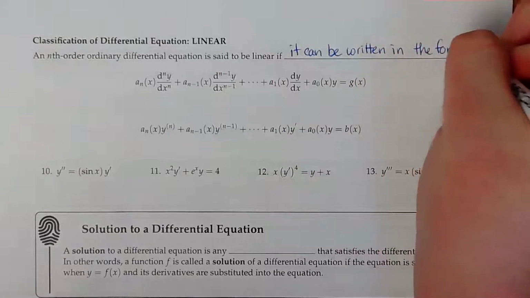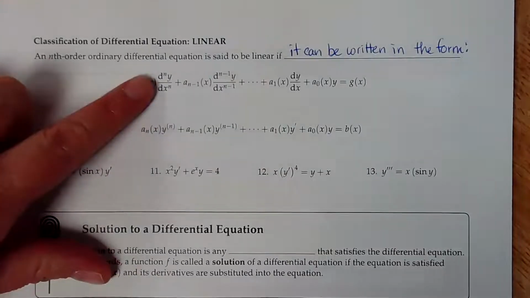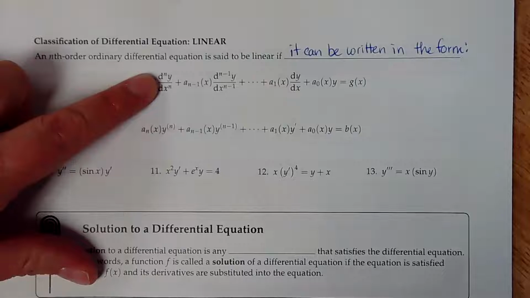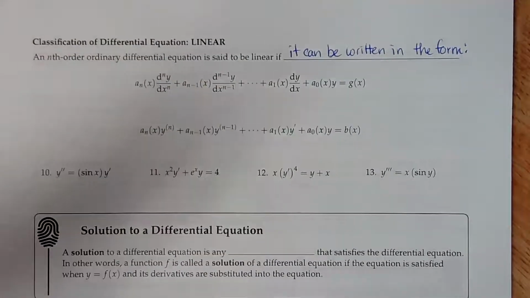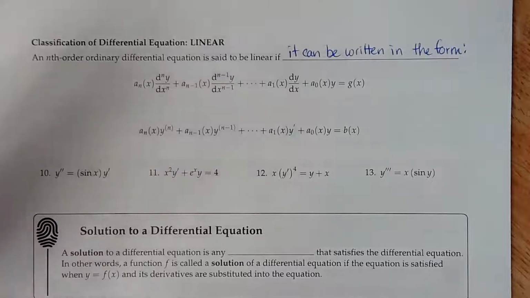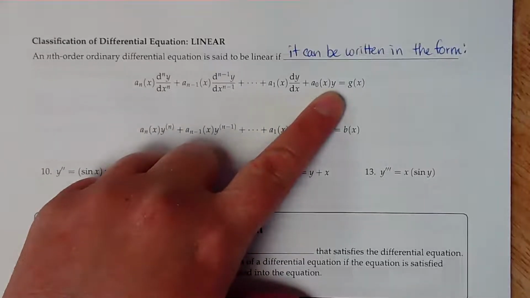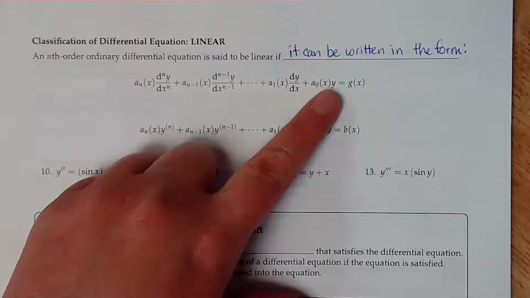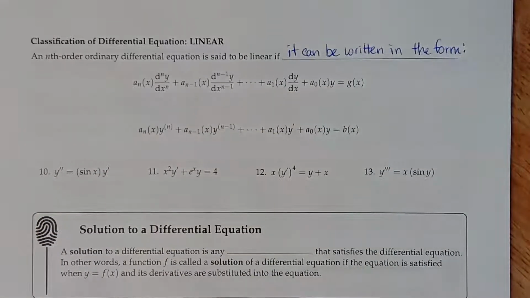Okay, and I've written this form 2 different ways, depending on how you're comfortable with the different ways of expressing the derivatives. Basically, you're looking for the nth derivative of y, the n-1 derivative, the n-2 derivative. You're going to work all the way down to the third derivative plus the second derivative plus the first derivative plus the 0 derivative. So the 0 derivative is just the function y itself, is equal to all the things that don't have y in it.